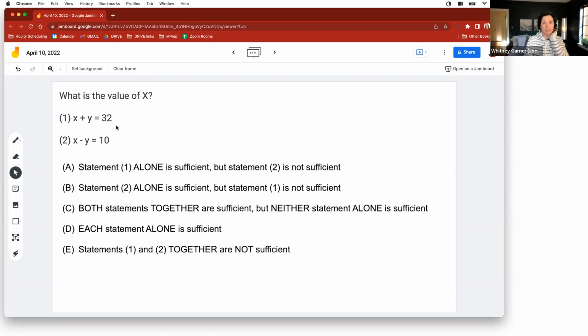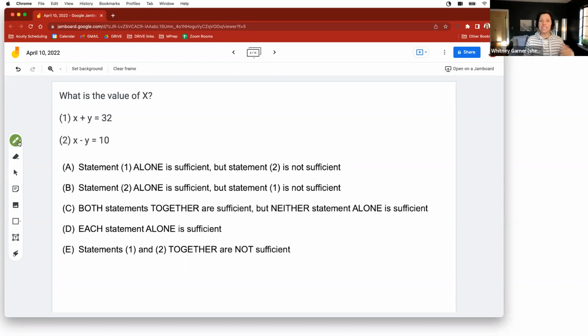x could be 10, and that would make y 22. x could be 20, and that would make y 12. x could be 30, that would make y 2. And that's just assuming integers. There's an infinite number of non-integers, and we've got negative numbers all over the place. So this is what we call not sufficient. It is not enough information to answer the question.